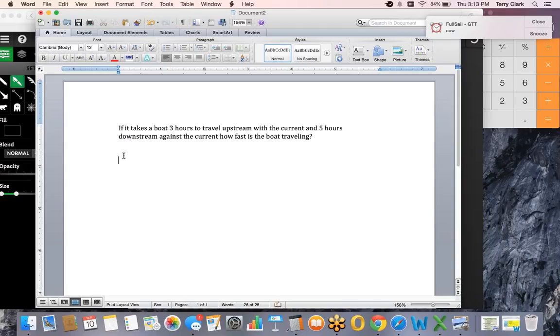So when I look at this problem, I'm still going to have D equals TR. Do I need more information here? I want to say I do. Okay, let's see. Let me put in the distance.